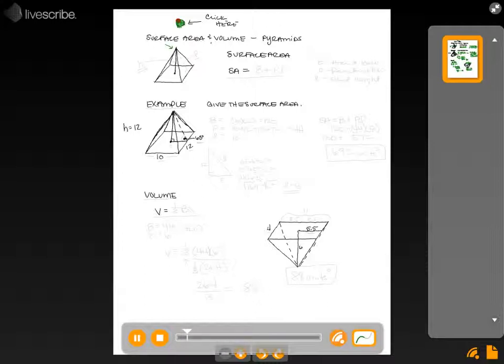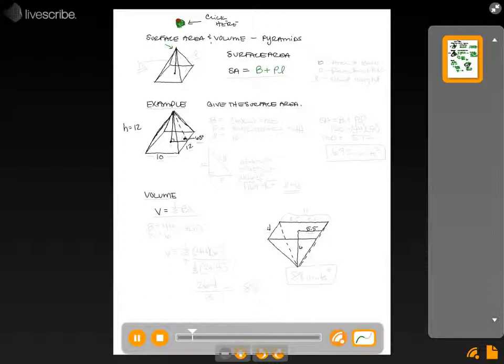Okay? Now there's a specific formula for the surface area and a formula for the volume of a pyramid, and I'm going to give you both of them. You do need to know both. Okay, we're going to start with surface area. The formula for surface area is B plus P and then a cursive L.